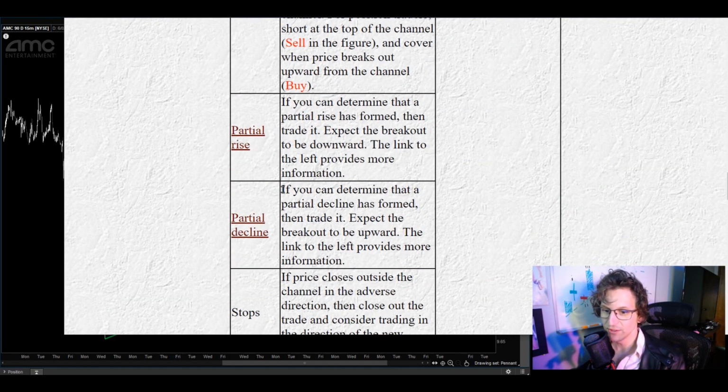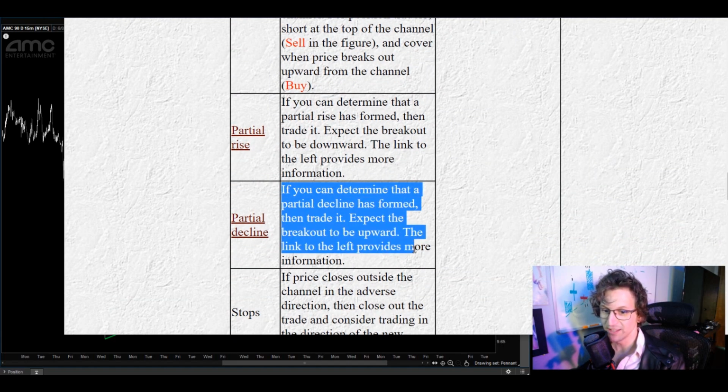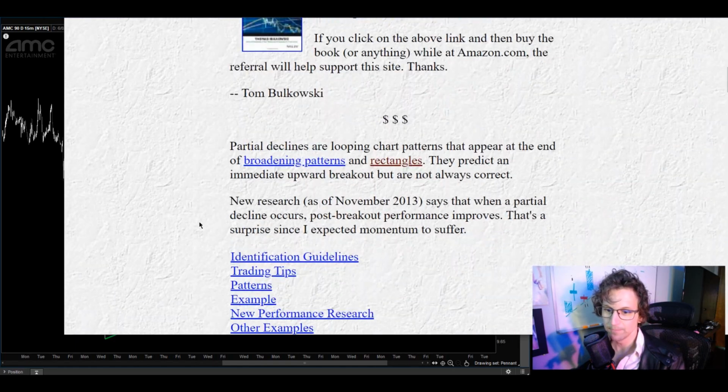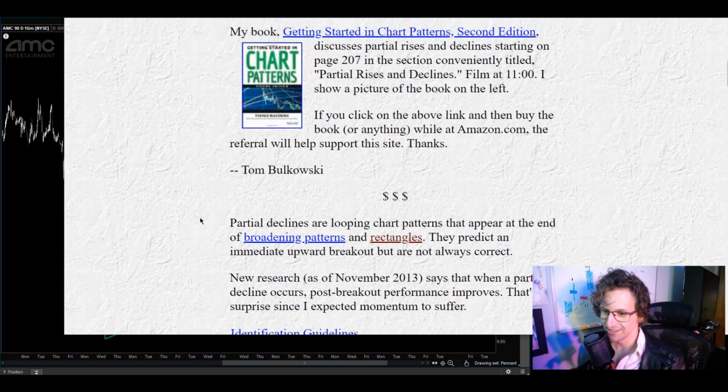Partial decline. If you can determine that a partial decline has formed, then trade it. Expect the breakout to be upward. The link to the left provides more information. Partial declines, right? And here we go. Takes us back to this page where he doesn't mention channels.